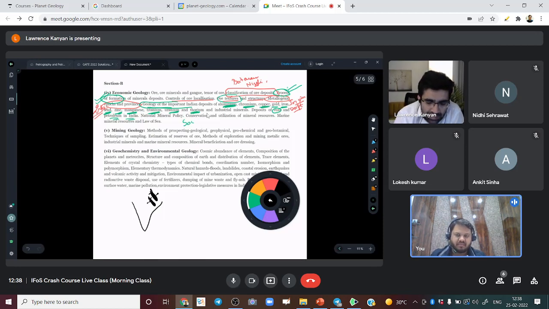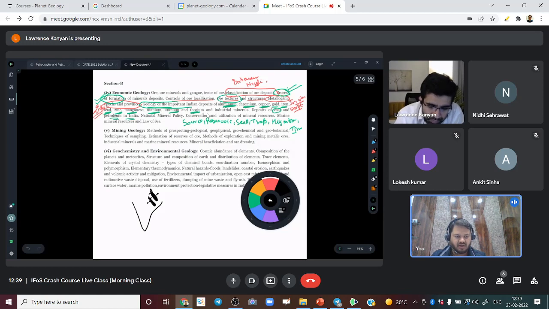This national mineral policy is, I think, very much asked in civil services. Even in forest, they can ask, and they will ask mostly this in compulsory, as an 8 marker. So just prepare a note on the national mineral policy. There is a policy in 2018, I think, and a revised policy of 2019. Notes have been shared. So you must have prepared it already. The same way, they can ask about conservation and utilization. So prepare good notes on it. In the exam, you might have to attempt conservation and utilization of mineral resources.